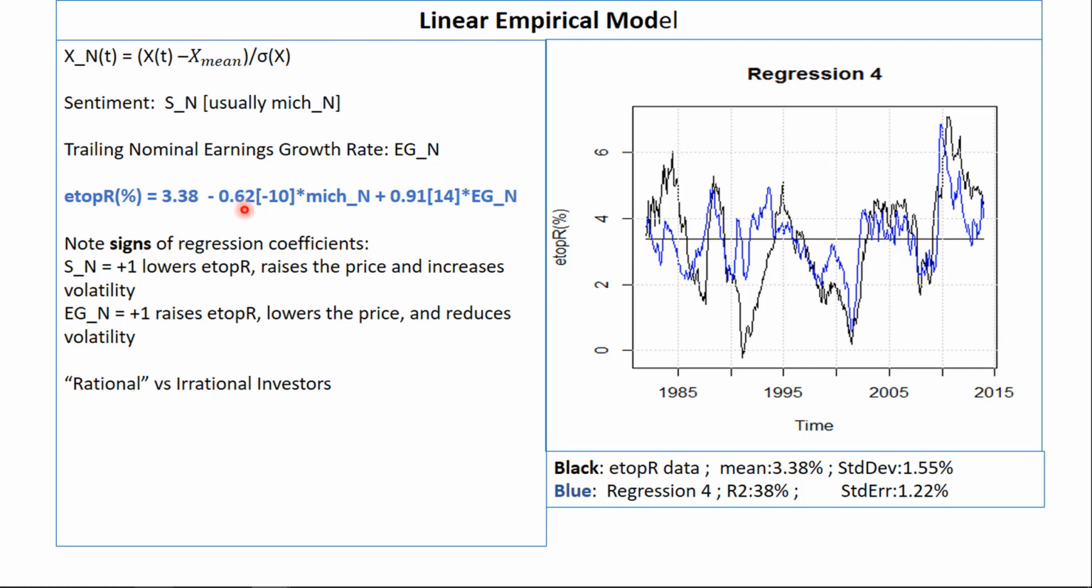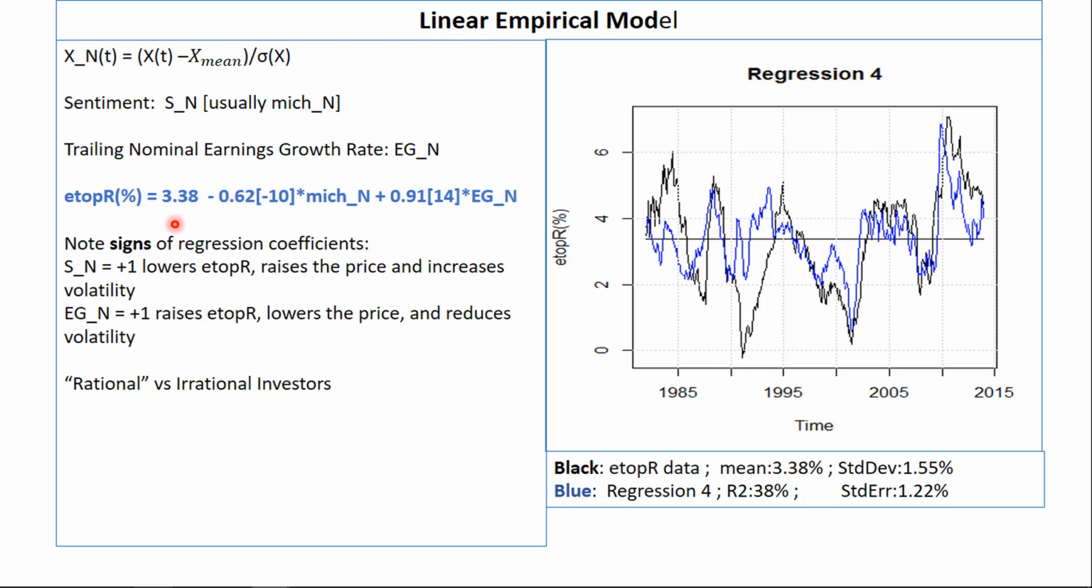You can also see that, for example, for the earnings growth variable, suppose EGN is 1, because that just means that it's 1 sigma away from its mean. It increases the earnings yield by about 0.91%. So now you can see the power of doing this. It's easy to think about how much each of these variables affects the actual earnings yield.